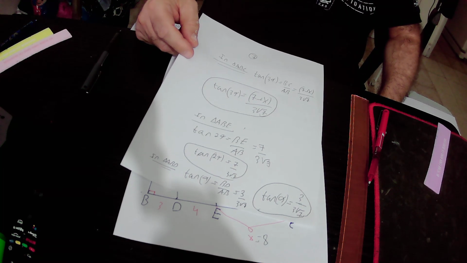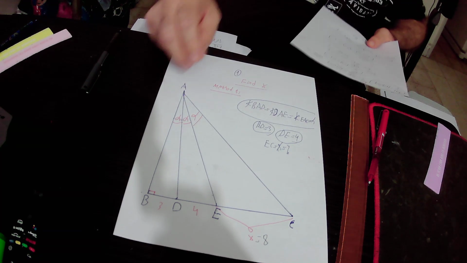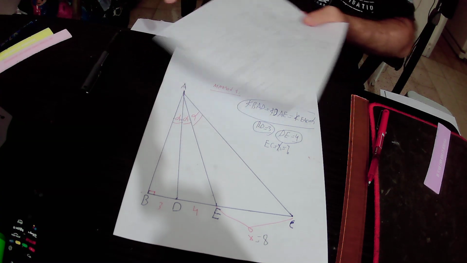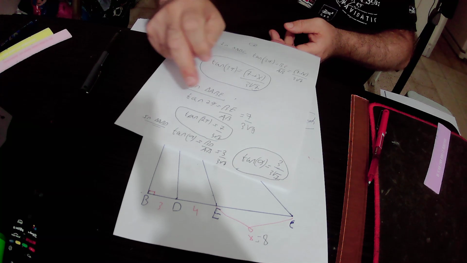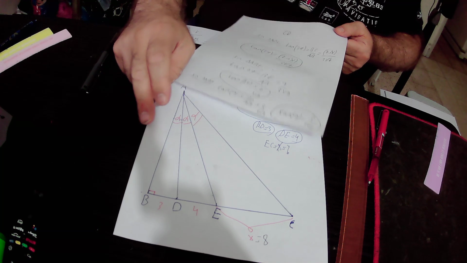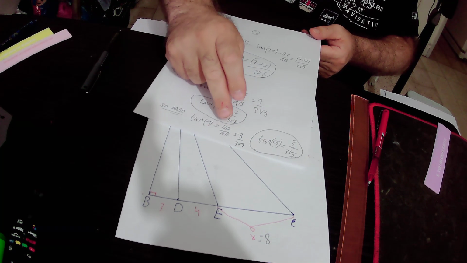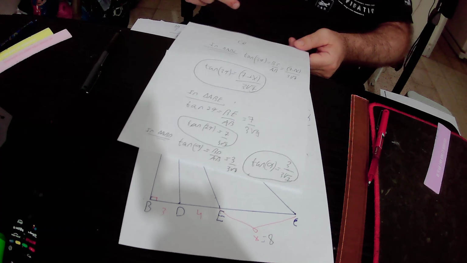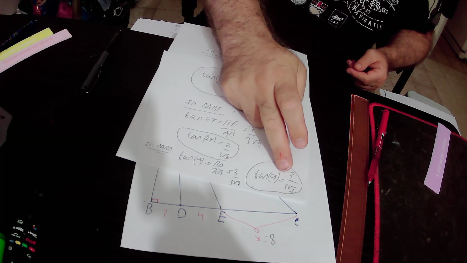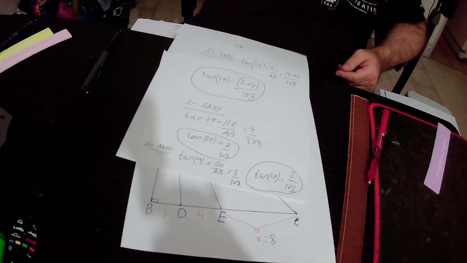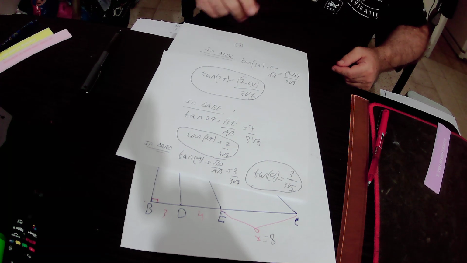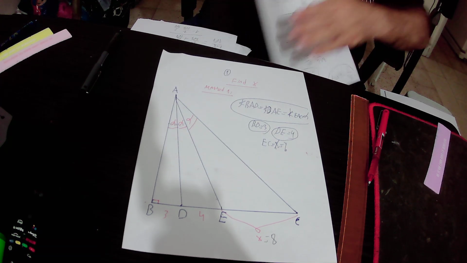And then we focus on triangle ABD. On the right triangle ABD, we know that tangent alpha equals BD over AB. We know that BD equals 3 units and AB equals 3 times root 7 units. So in total, we got that tangent alpha equals 3 over 3 times root 7. So we found out the values of tangent 3 alpha, tangent 2 alpha, and tangent alpha. Okay?